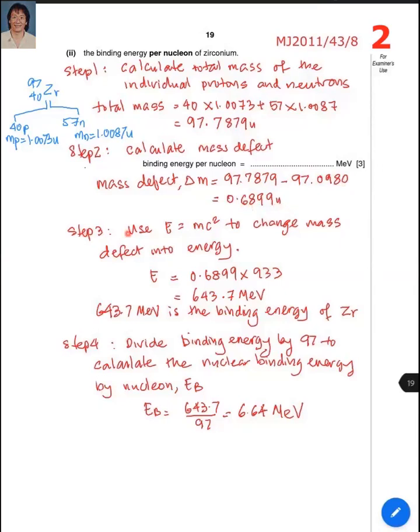Then in step 3, we have to calculate the binding energy. We know that mass defect is related to binding energy, so use E equals mc squared to calculate the binding energy. So E equals 0.6899 times 933, because we know that one atomic mass unit is equivalent to 933 mega electron volt. So this will give you 643.7 mega electron volt. Then in step 4, divide the binding energy by 97, since the zirconium has 97 protons and neutrons, to calculate the nuclear binding energy per nucleon. So this will give you 6.64 mega electron volt.